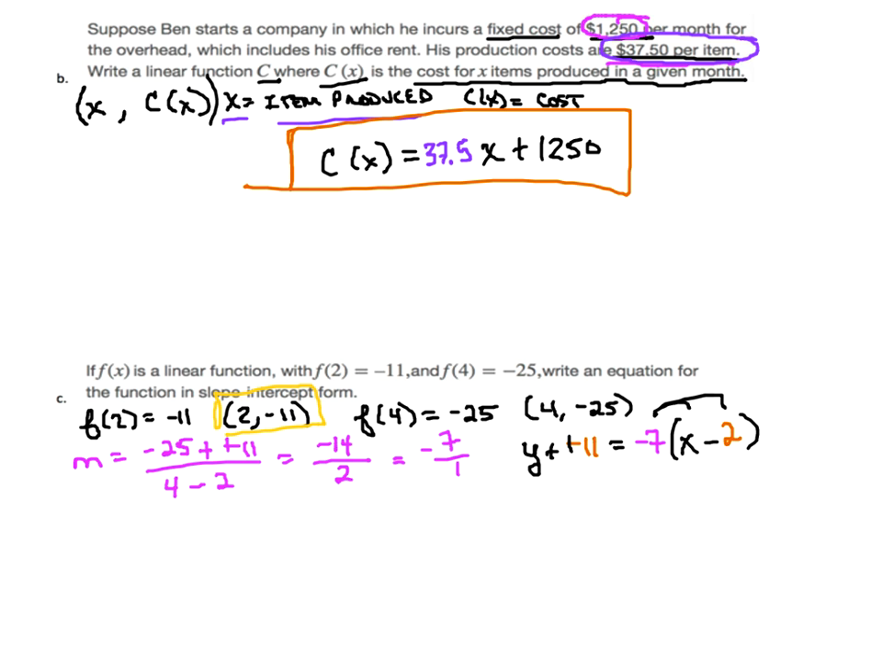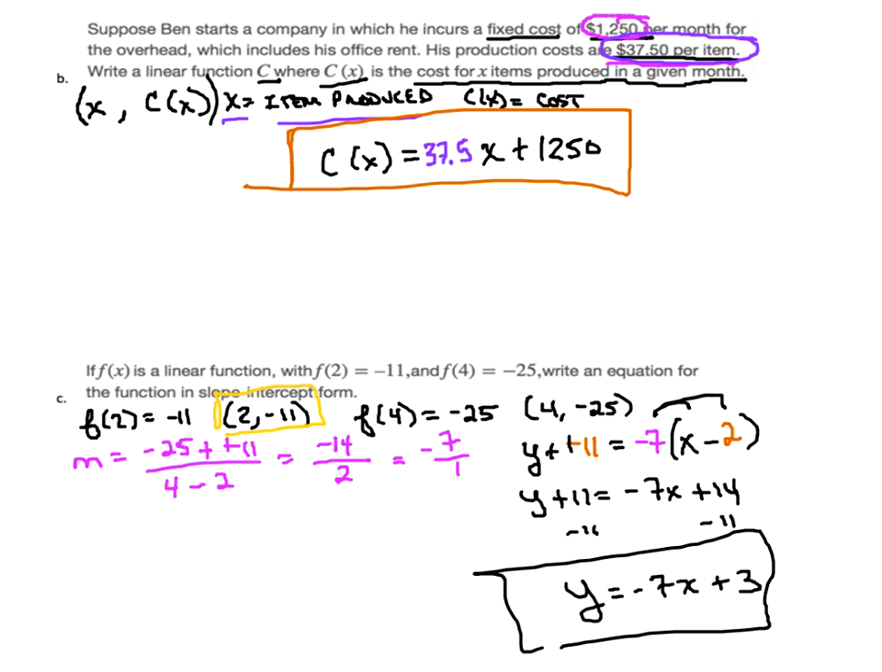All right, now I just rearrange until I'm in slope-intercept form. So minus the negative is plus, and I'll distribute that negative 7. So y plus 11 equals negative 7x plus 14, subtract 11. And I get y is negative 7x plus 3. So my y-intercept is 3, my slope is negative 7.